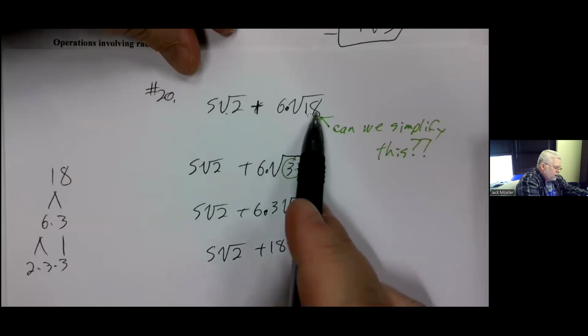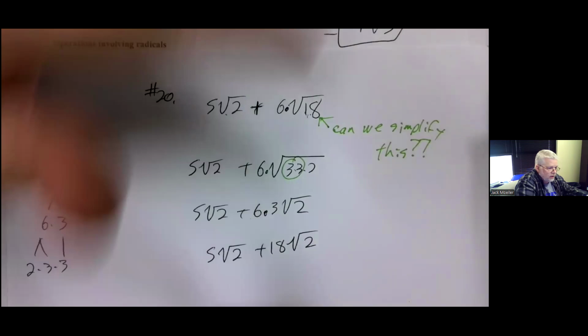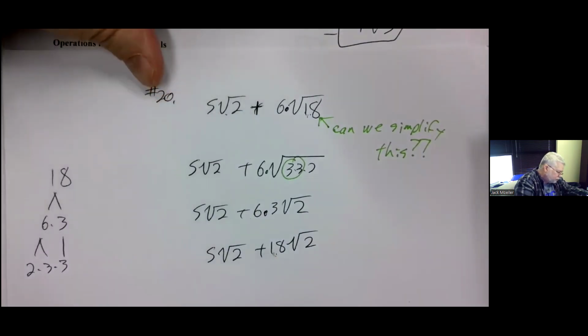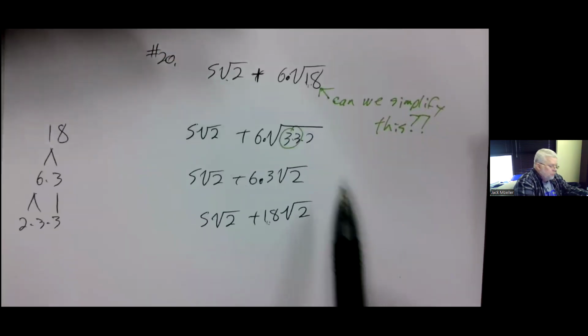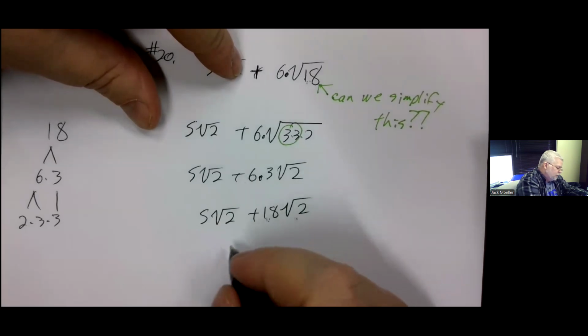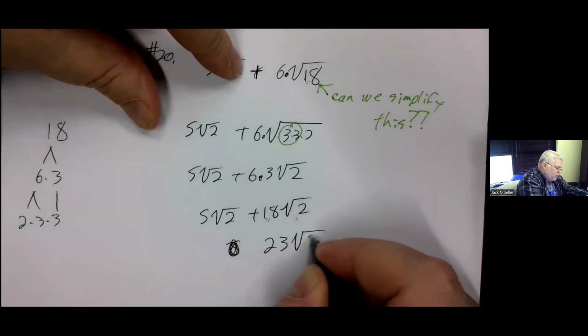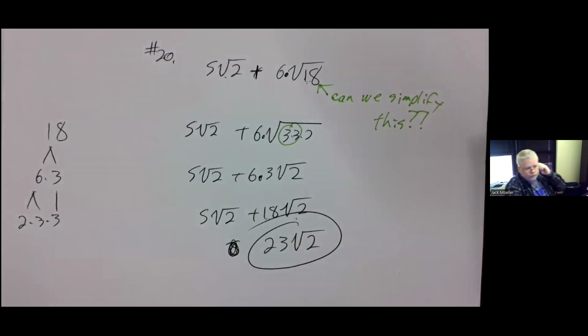That 18 out on the outside is just a coincidence. If that hadn't been a 6, it would have been something different out here. But by simplifying that, we now have square root of 2, square root of 2. So this can actually be added. So 5 plus 18 is 23. We have 23 square root of 2.